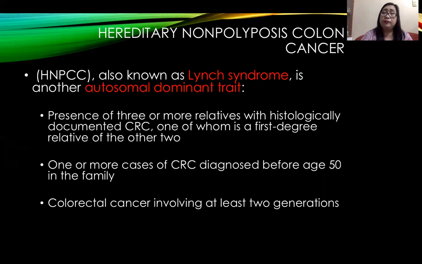The presence of 3 or more relatives with histologically documented colorectal cancer, one of whom is a first-degree relative of the 2 others, and 1 or more cases of colorectal cancer diagnosed before the age of 50 in the family, or colorectal cancer involving at least 2 generations, are said to be hereditary non-polyposis colon cancer.